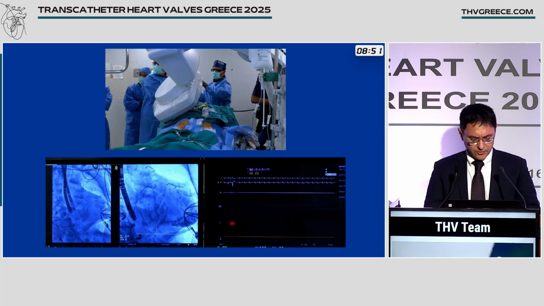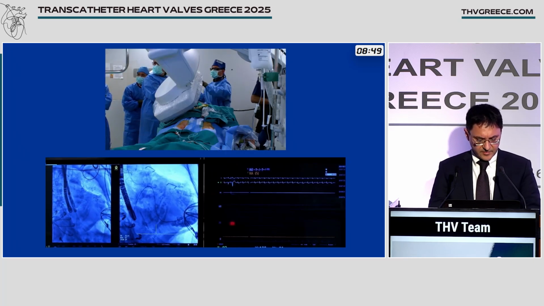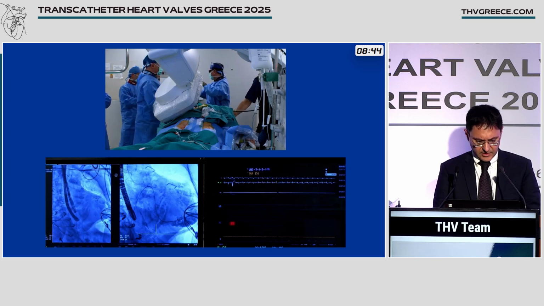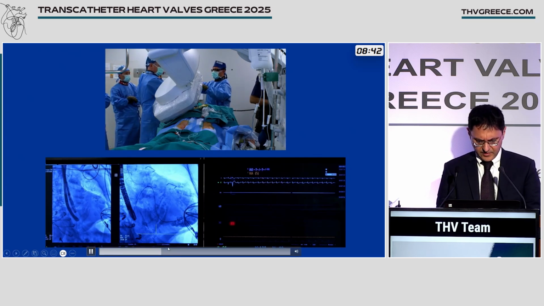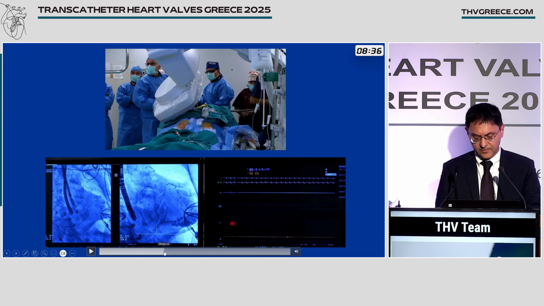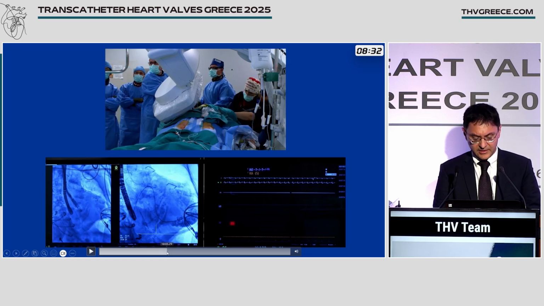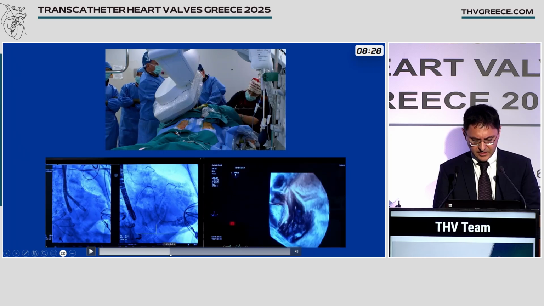So we introduce the delivery system initially in the atrium. It is with a wire, and then we introduce the system in the ventricle, as Dr. Spargias said also before, without a wire, through flexing the system.